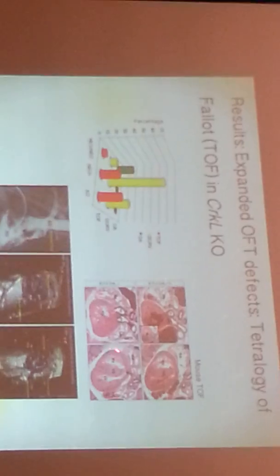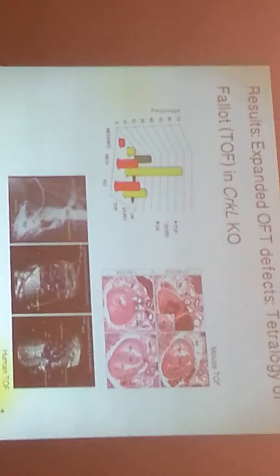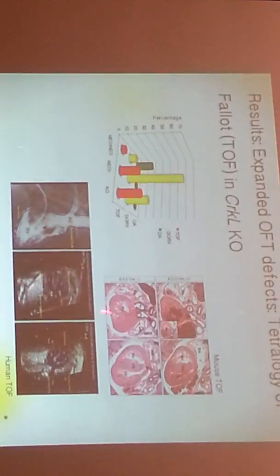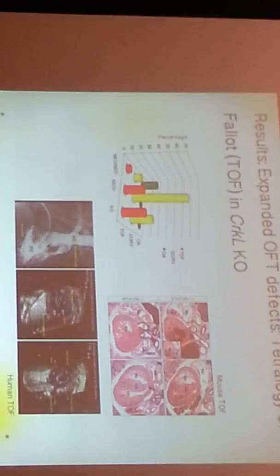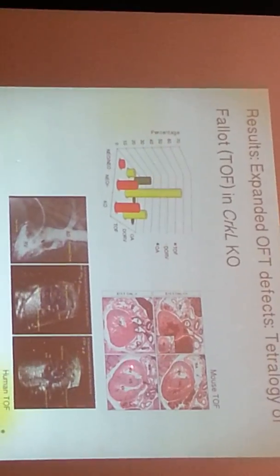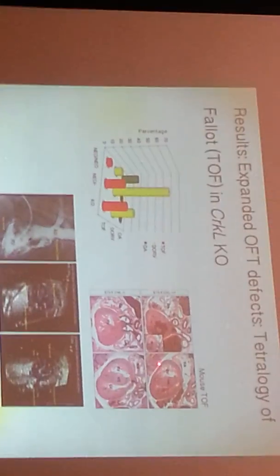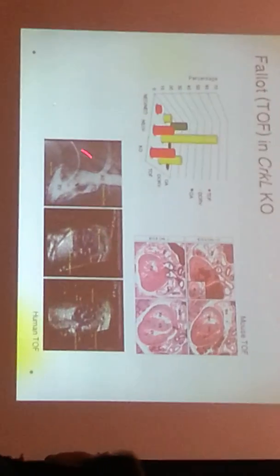Another thing that happens is that because of the defect, since the blood is mixed, this right ventricle becomes thicker. So there is a hypertrophic right ventricle, when the myocardial wall should be like this in the control. And this is a human TOF.